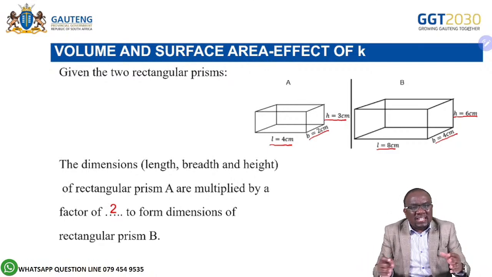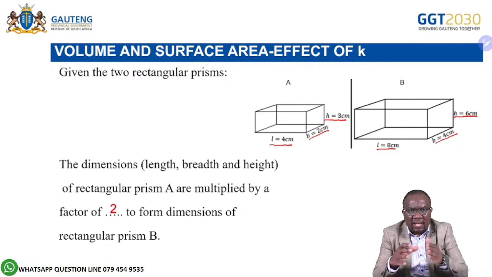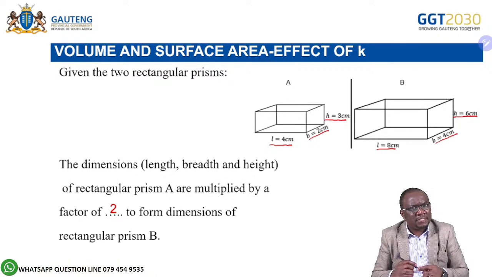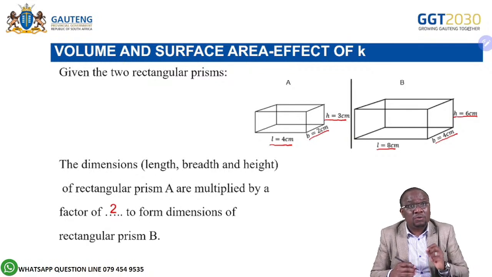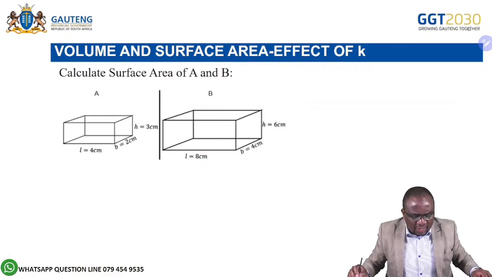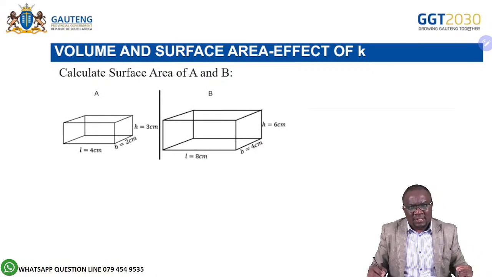Now I want to see, how does the surface area of A change? It changes by a factor of what to form the surface area of rectangular prism B? Okay, all right, let's move on to the next part now. Don't forget this part. The dimensions were increased or multiplied by a factor of 2. Okay, right, now I'm going to give you the areas because we've been doing the calculations, isn't it?